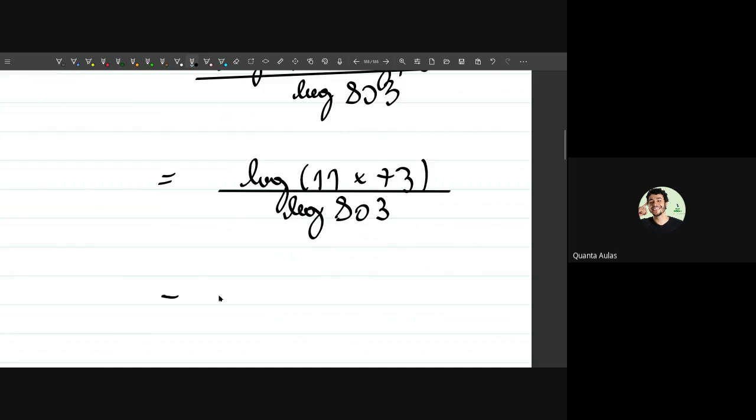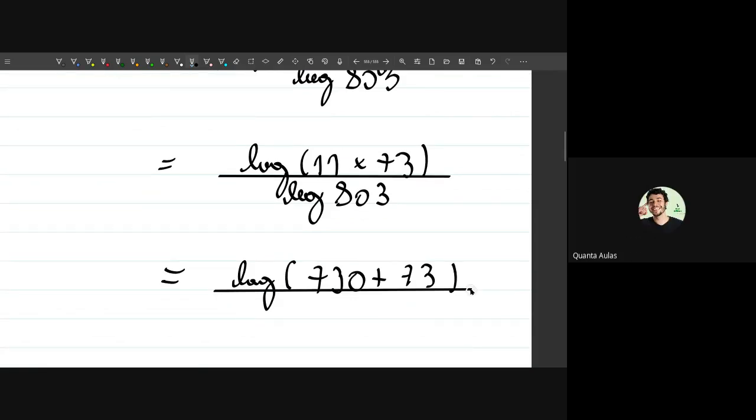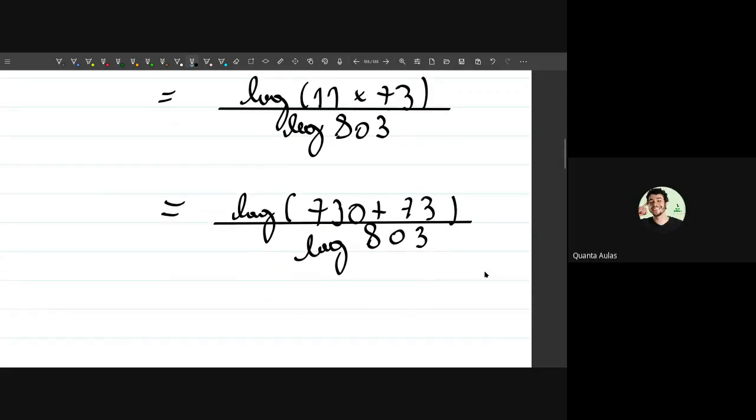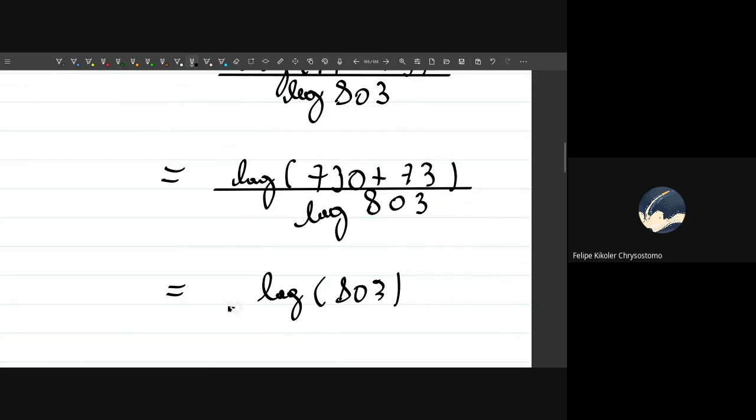I know it's 10 times 73 plus 73. How much is this? I don't know. 803, right? Oh my God, this is very interesting. It's the same number. Log 803 over log 803. Yeah, it's the same number, right? So it's just one. Okay, just like that.